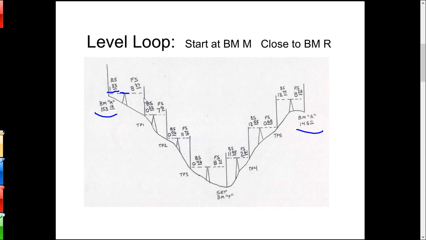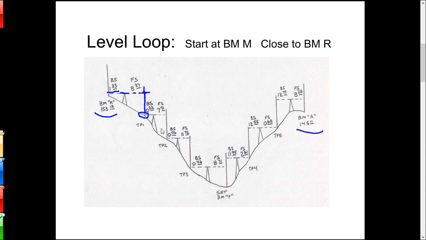We can move the rod ahead and put it on the next point down the way, which we're calling turning point 1. We can again take a shot on the rod. Now, this point right here that I'm outlining, being as this is a level and it shoots a level line, would be the same elevation as the instrument. So we could subtract the reading on the rod from the HI, the height of the instrument, and that will get us the elevation of the point on the ground.